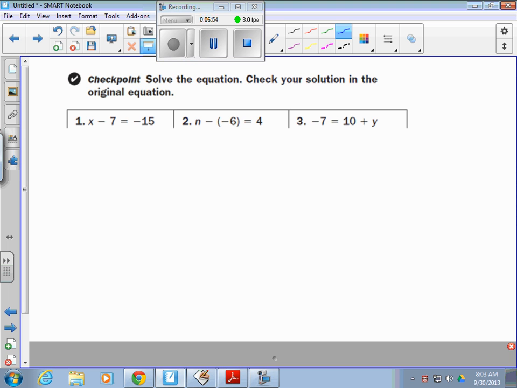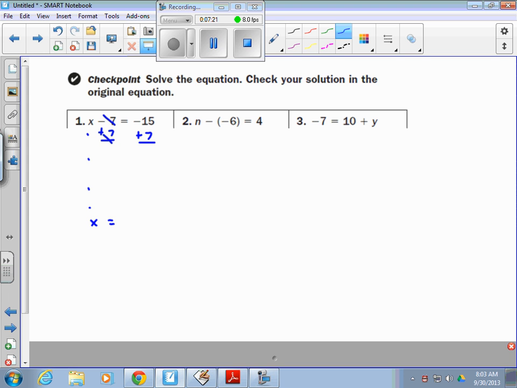Then you have some checkpoint problems. It says x minus 7 equals negative 15. Undo minus 7. Ultimately in this problem, we want it to say x equals all by itself. We don't have that right now. We have x minus 7. Undo that by adding 7. If you add 7 to the left, do likewise on the right. It'll cancel it for you on the left, and it'll leave you with x all by itself on the left.